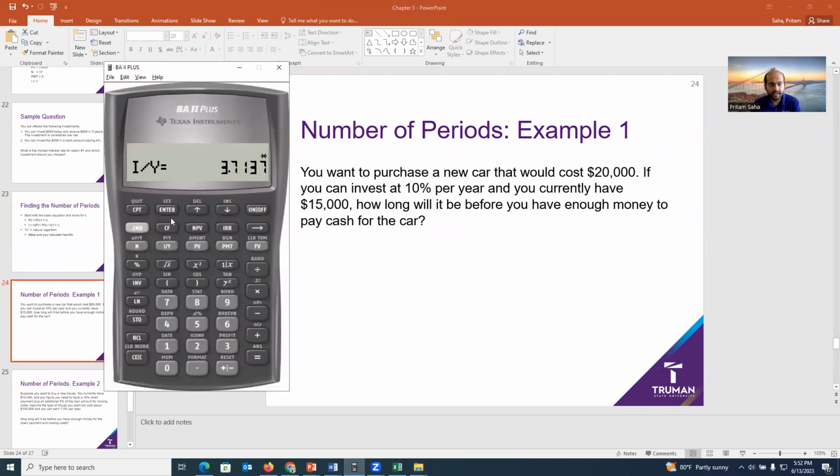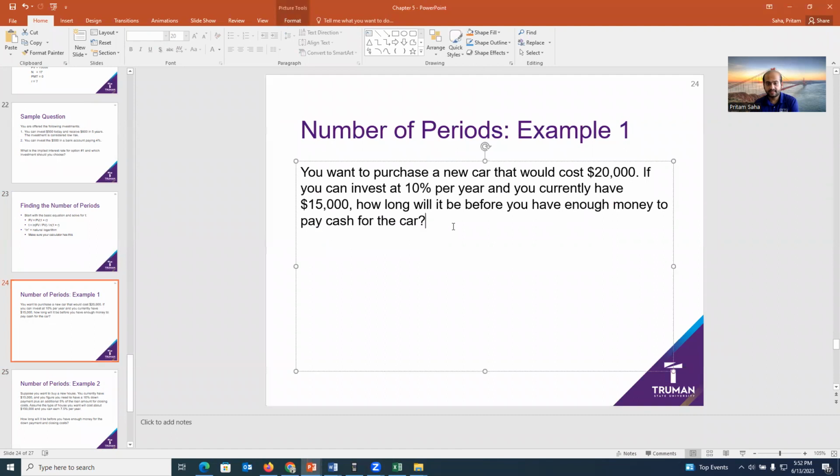So let's go here again. Let's clear everything. You want to purchase a new car that could cost 20,000. If you can invest at 10% per year and currently have 15,000, how long will it be before you have enough money to pay cash for the car?